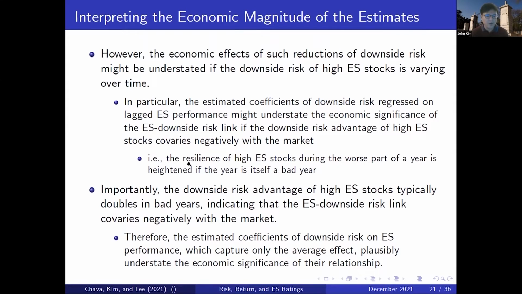Specifically, what I'm saying is, if it is the case that the resilience of high ES stocks during the worst part of the year is stronger when the year itself is bad, then focusing simply on the average Fama-Macbeth coefficient, as we've done so far, might be understating the benefit that accrues from this effect.